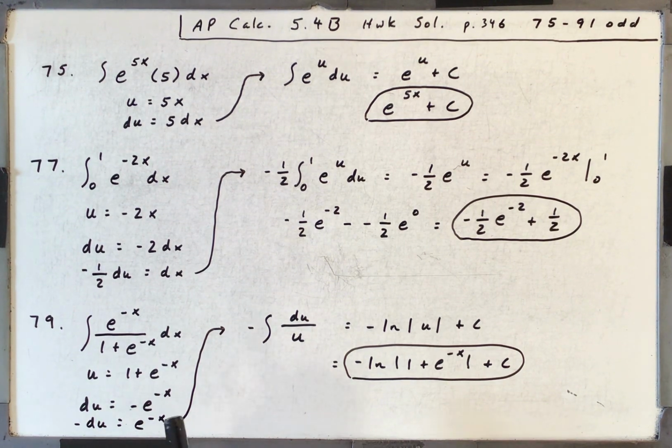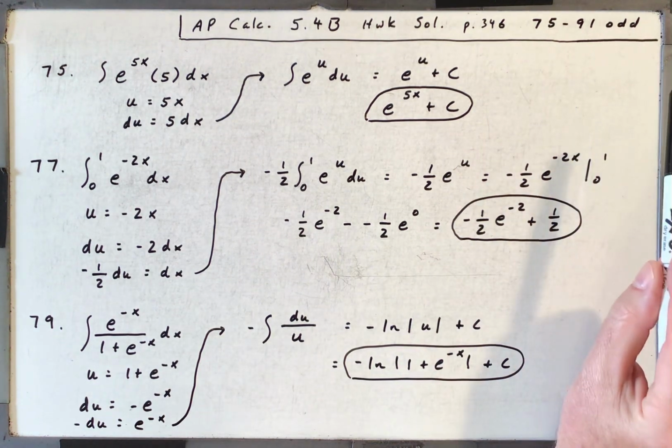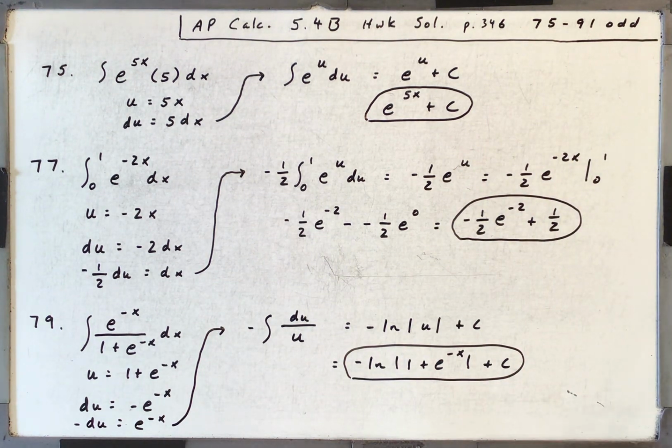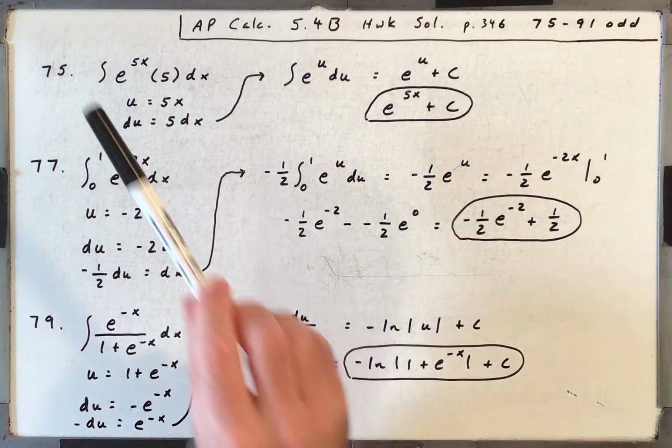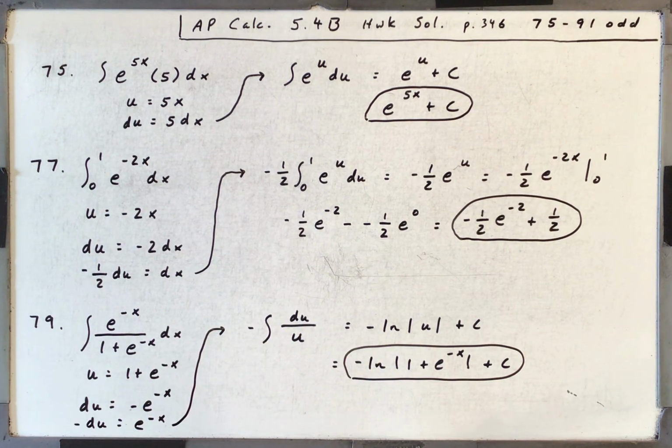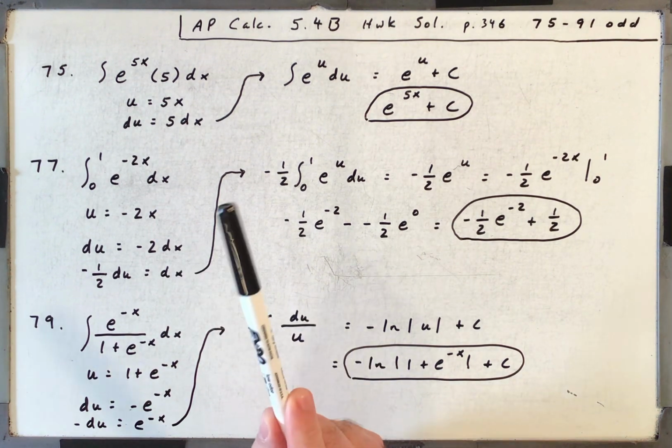You want to open up to page 346. We're going to work 75 through 91 odd. We are getting so close to the end of this section. I was able to get 3 of the solutions on the board here, so I'll talk through those and then I'll work the rest of them.